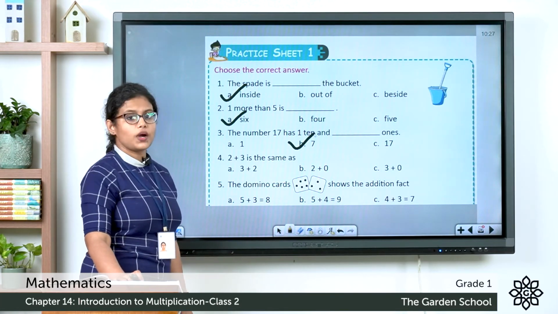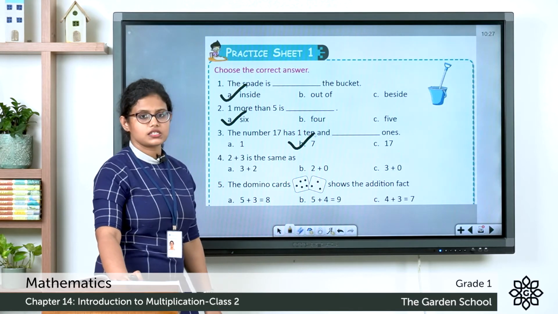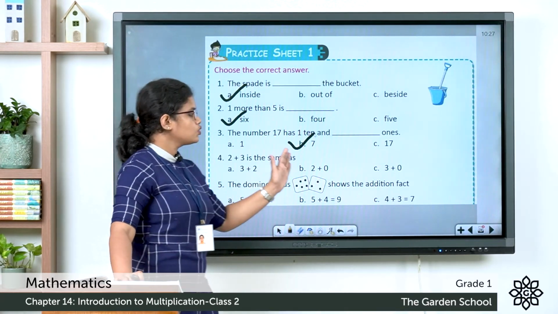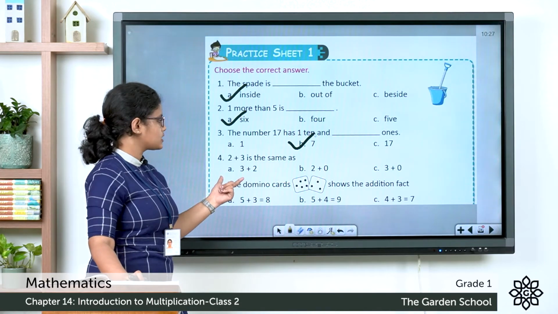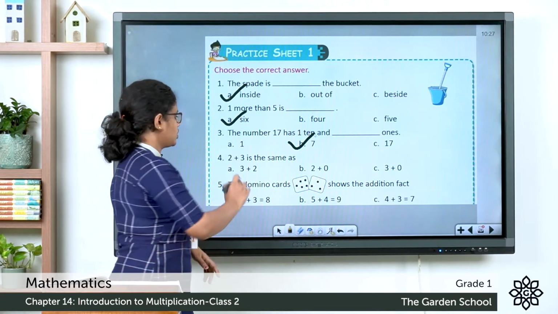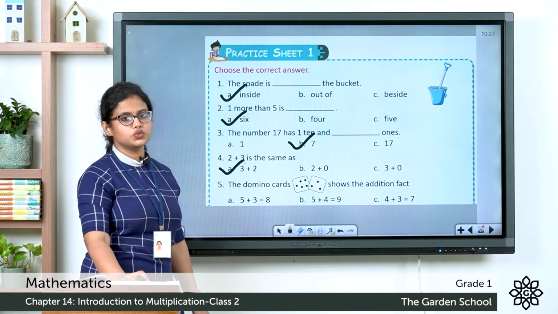What about the next one? 2 plus 3 is the same as 3 plus 2, 2 plus 0, 3 plus 0. So, what is the answer? 3 plus 2. 2 plus 3 is the same as 3 plus 2.